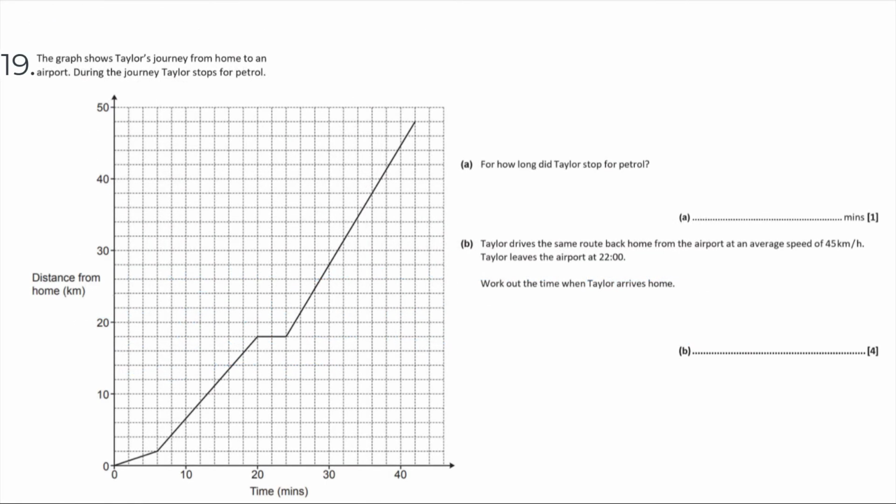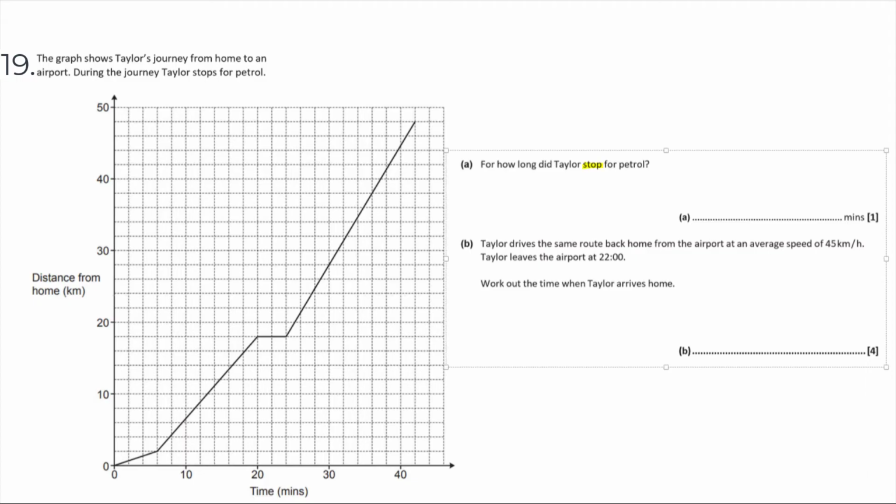The graph shows Taylor's journey from home to an airport. During the journey, Taylor stops for petrol. Okay, so we can see this journey coming home. He starts off going at one speed, he speeds up a little bit, he stops a bit, and then he goes again. So for how long did Taylor stop for petrol?